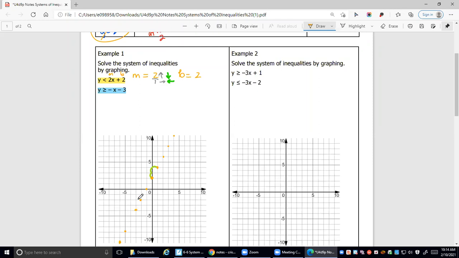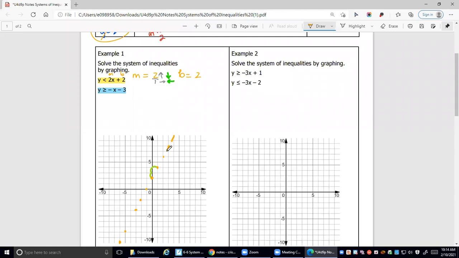Now, we draw our line. In the chat, I would like you to tell me what kind of line this is going to be. Is it going to be dashed or is it going to be solid? Right, this is entirely dashed, yes. And so we're going to go like this.